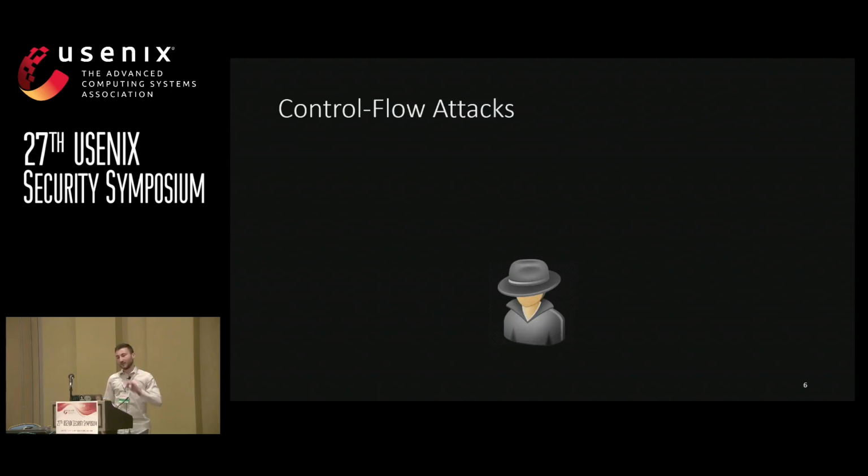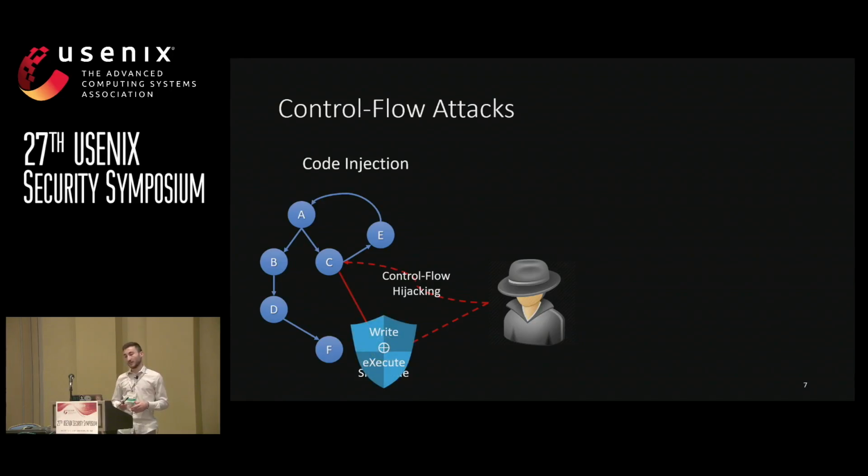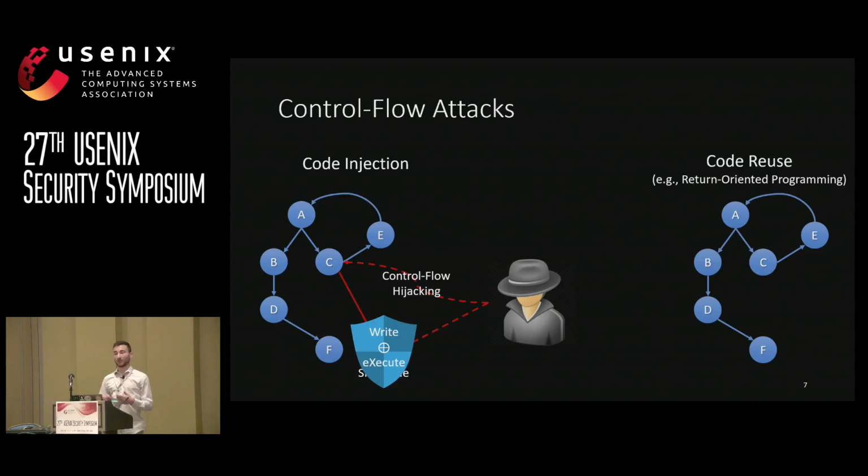I will give a very quick background on control flow attacks so that we're all on the same page. We have mainly two categories of control flow attacks. The first one is code injection, where the attacker injects some code into memory. This is typically called shellcode. And then by using a memory error, they divert execution, that's control flow hijacking, to that malicious code. To mitigate against this, we can use mitigations such as write XOR execute that stop code injection and also code replacement.